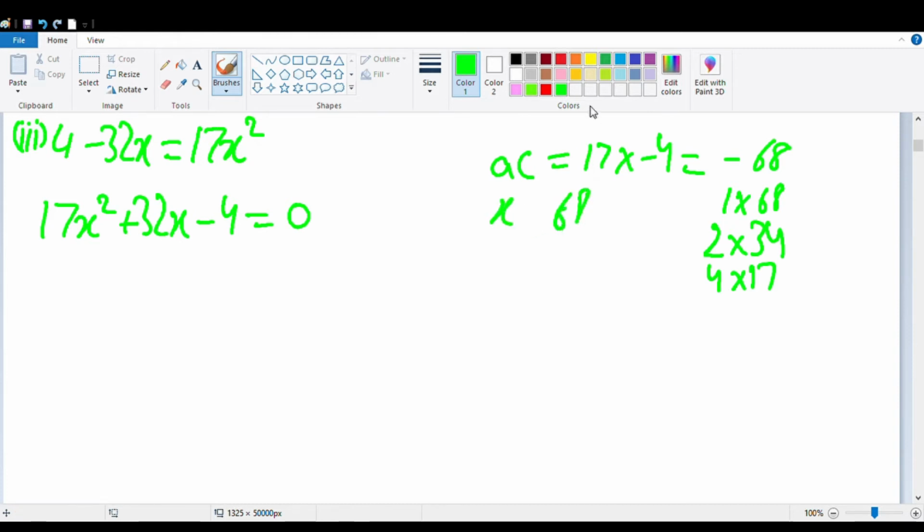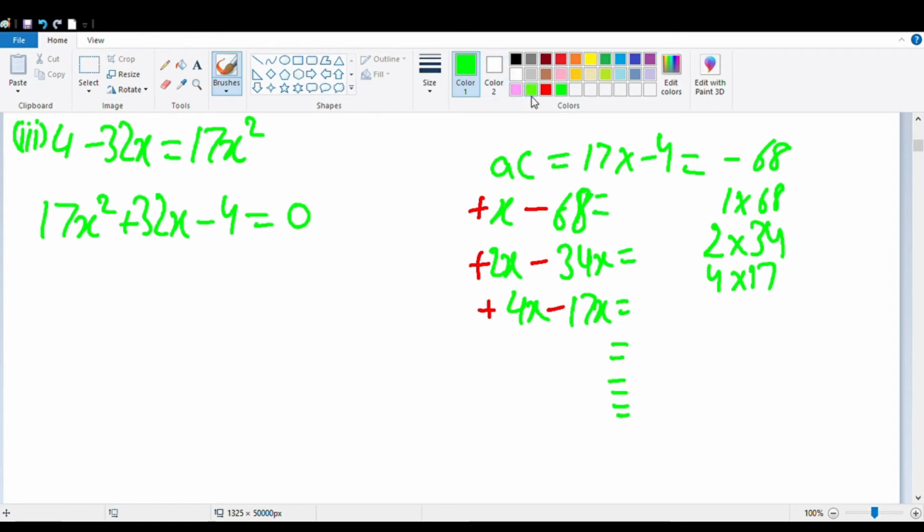x, so either it's plus x minus 68x, or positive 2x minus 34x, or positive 4x minus 17x, or we can have positive 68x minus x, or positive 34x minus 2x, or 17x minus 4x.